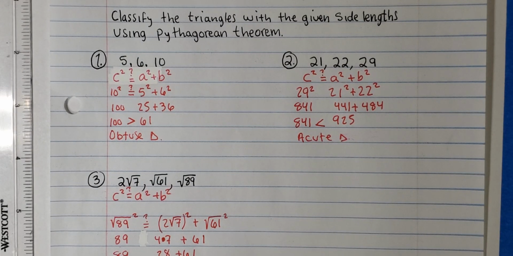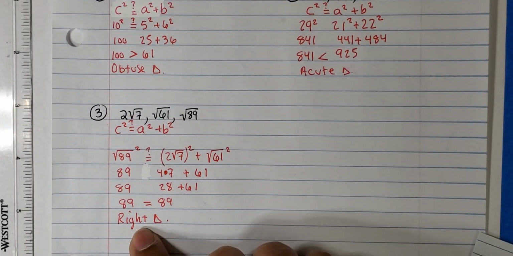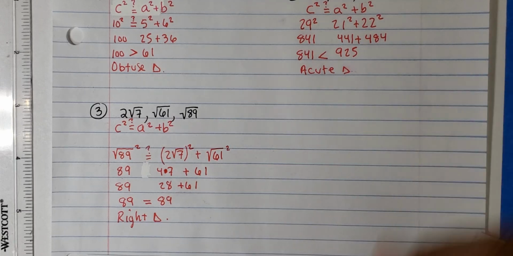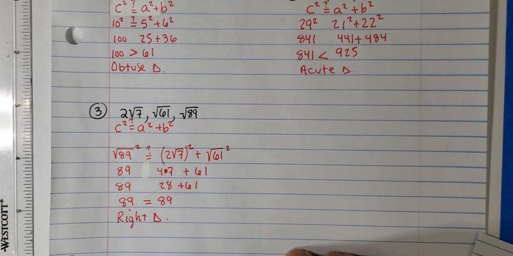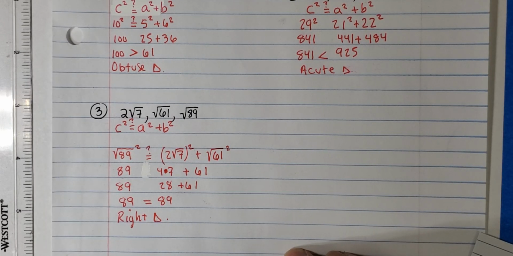So how can we classify this triangle? We classify this triangle as a right triangle. I hope that helps you use the Pythagorean theorem to determine if the triangle you're working with is a right triangle, an obtuse triangle, or an acute triangle.